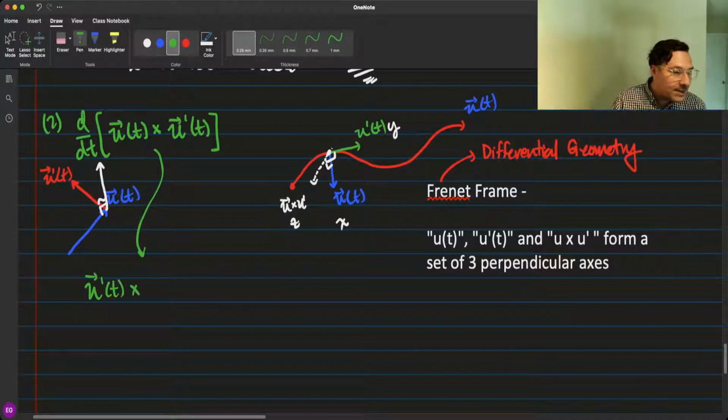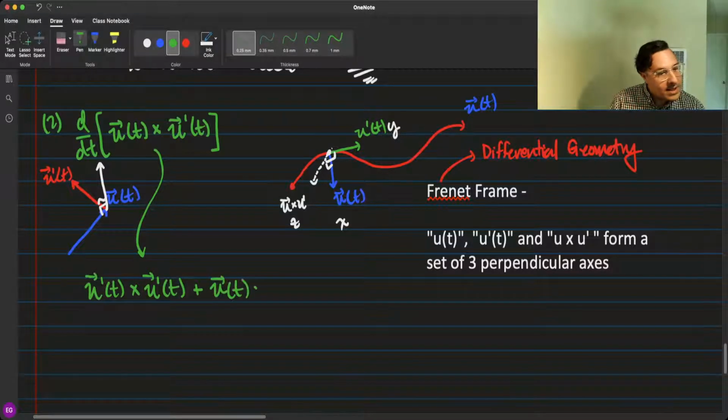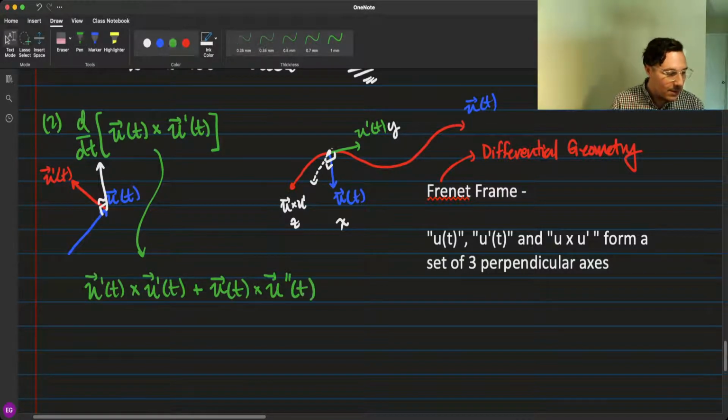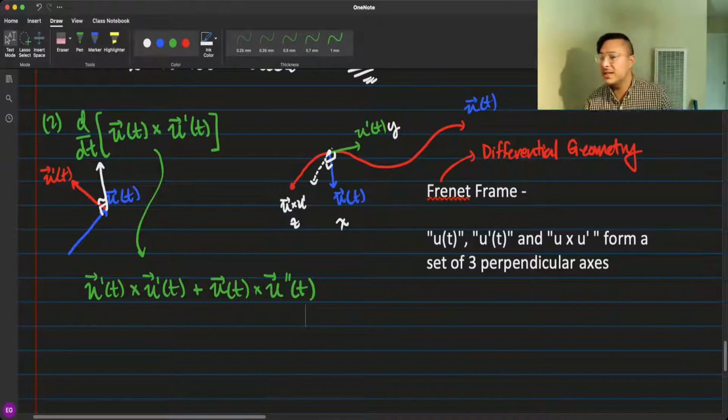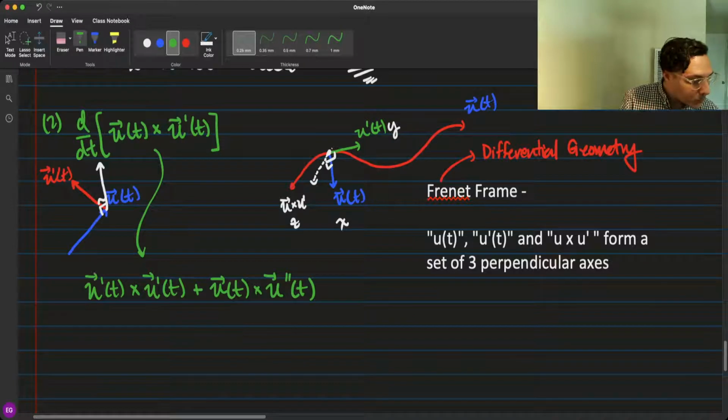You have to cross it with u prime, and then you add to it u, which is then crossed with the derivative of u prime, which is going to be u double prime. So I think people were talking about this the other day, like, would you ever have to take the second derivative? Here's an example where we're doing that. Alright, so let's go through and do the calculations.